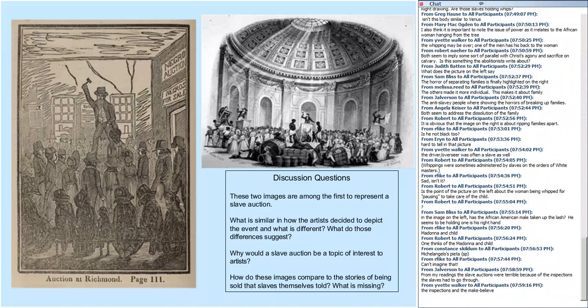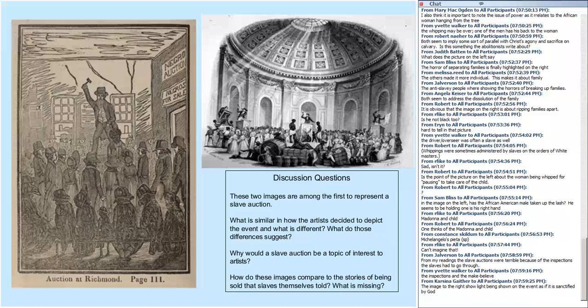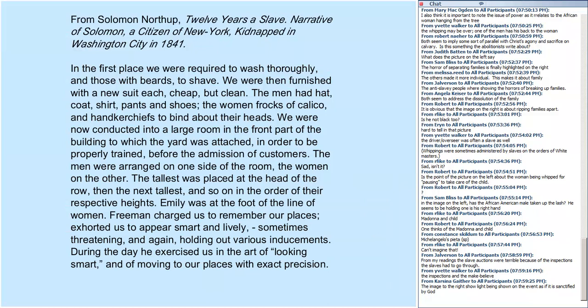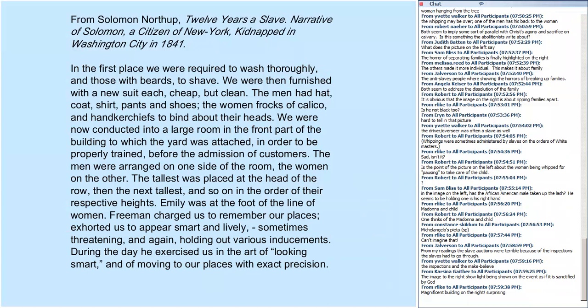So one of the people writes about the inspections that slaves had to go through. Another person writes of the make-believe. We'll come back to the images themselves. I want us to look a little bit at the text, because both of the things that you're talking about we find over and over again in the text.